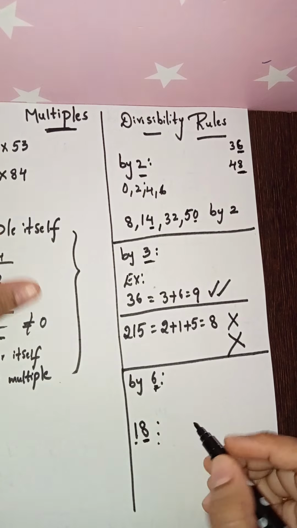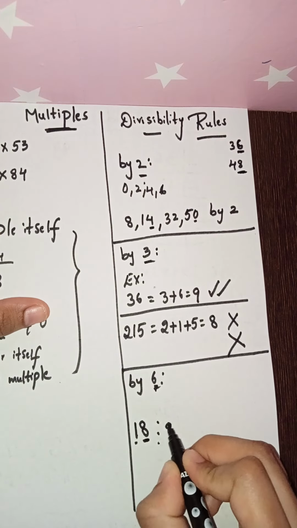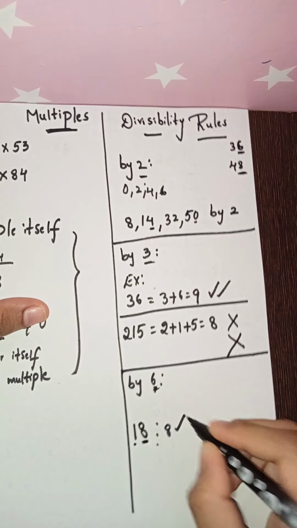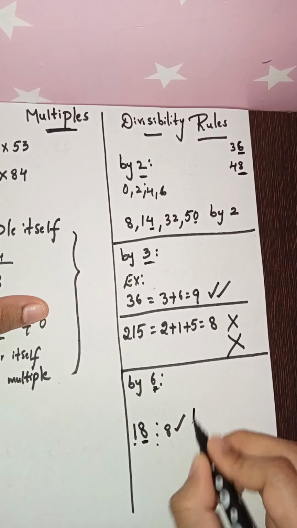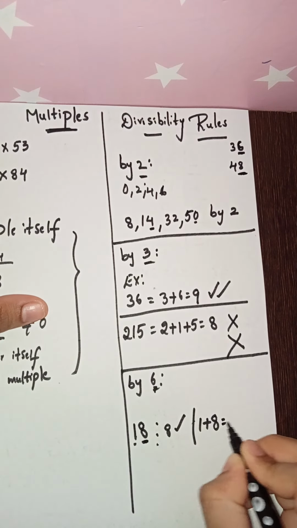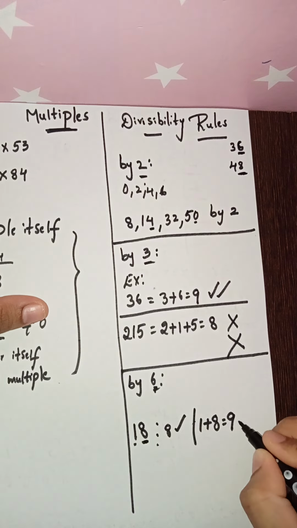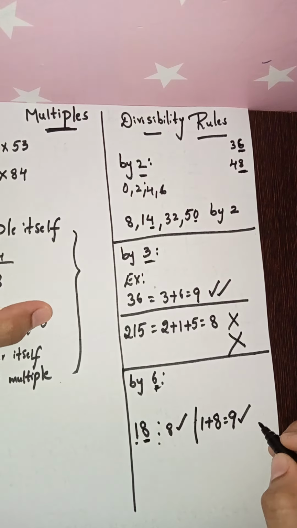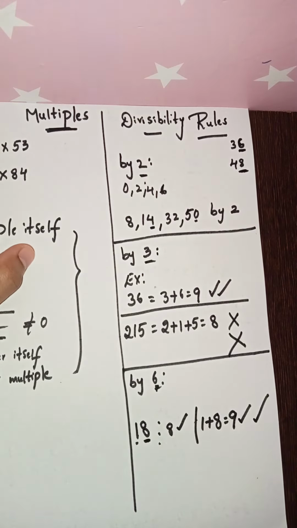For 18, divisibility by 2: here the one's digit is 8, so it is divisible by 2. The sum of digits, 1 plus 8, equals 9, so it is divisible by 3. So it is divisible by 6.